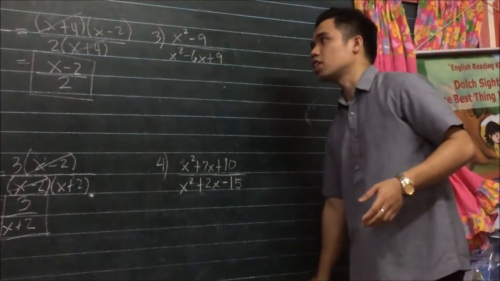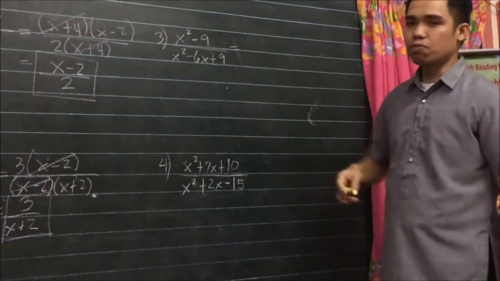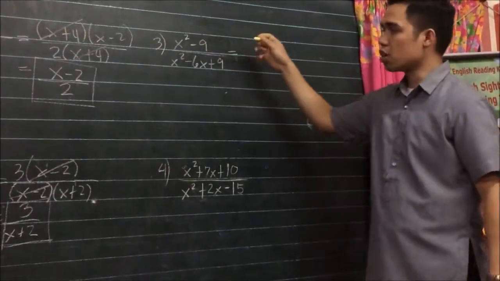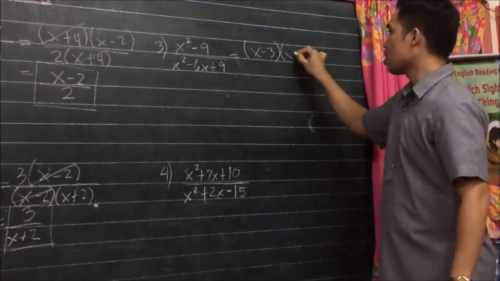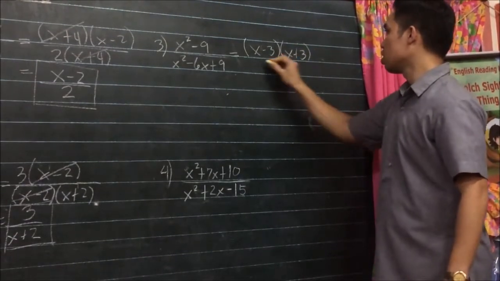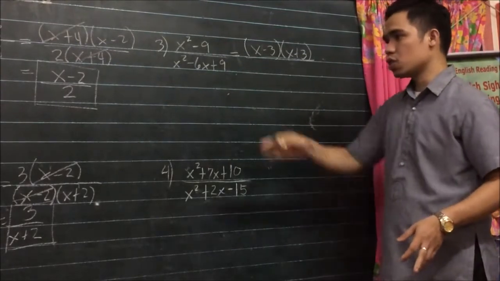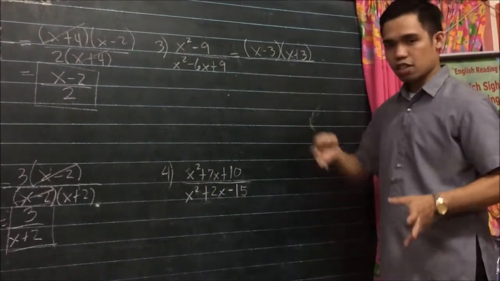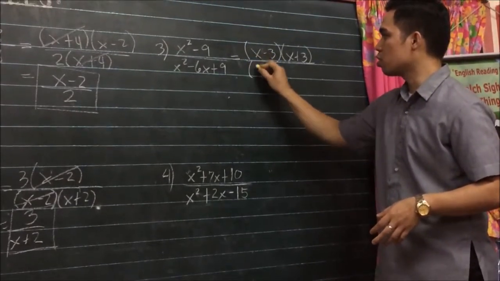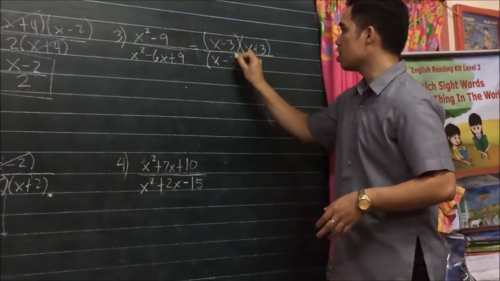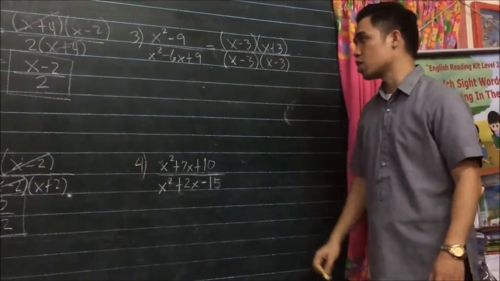So let us factor the numerator. As you can see, we have a difference of 2 squares, square of x and square of 3. So we have the factors x minus 3 times x plus 3. How about the denominator? If we are going to factor this, I don't need to show that to you anymore because you already know how to do it. So it will be x minus 3 times x minus 3, or in other words, the square of x minus 3.